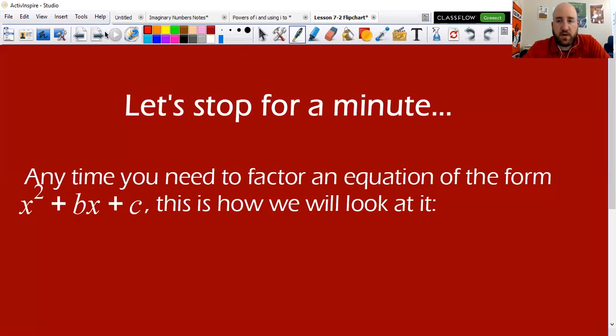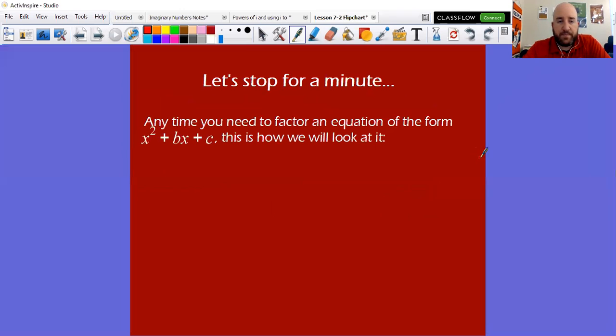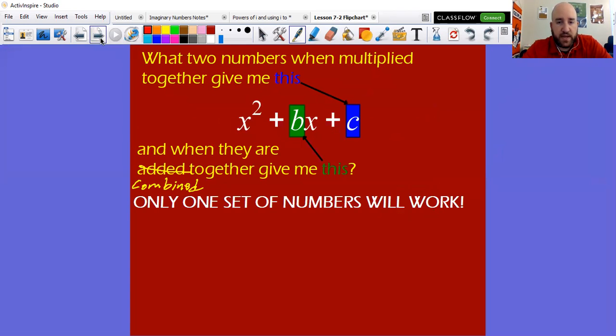So let me go forward, bring this back down. All right. Anytime we need to factor an equation x squared plus bx plus c, this is how we're going to look at it. Again, this is no number in front of x squared. The signs might be different, but we'll get to that in a second. But the basic thing is I want two numbers that multiply to give me my number on the end, and then combine, whether adding or subtracting, to get my number in the middle. Only one set of numbers will work.